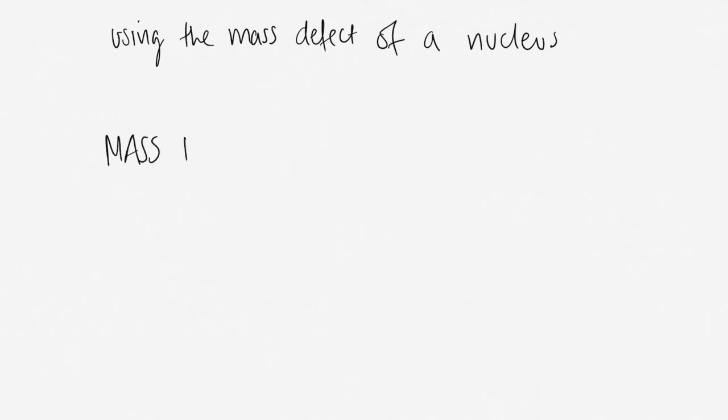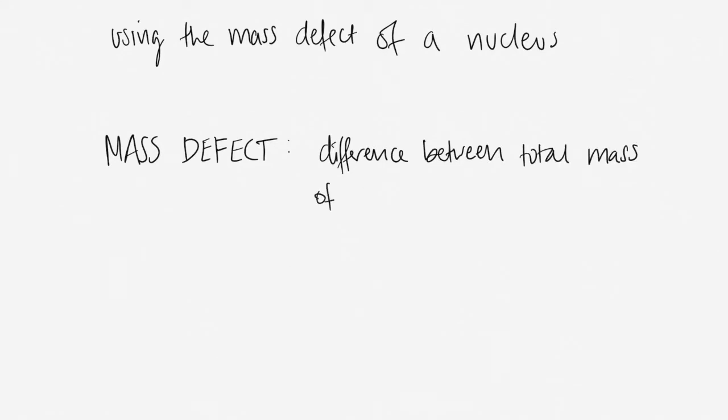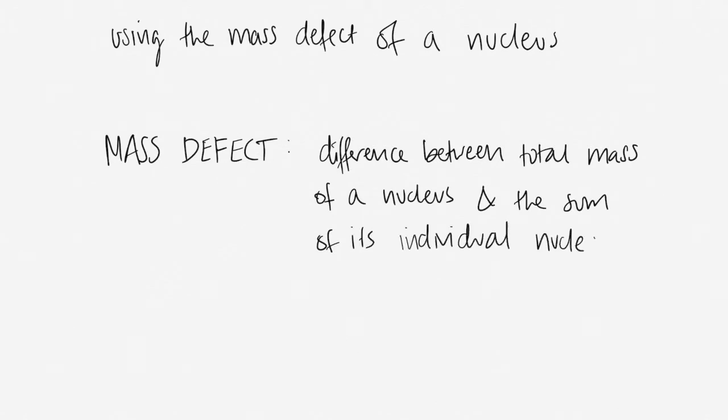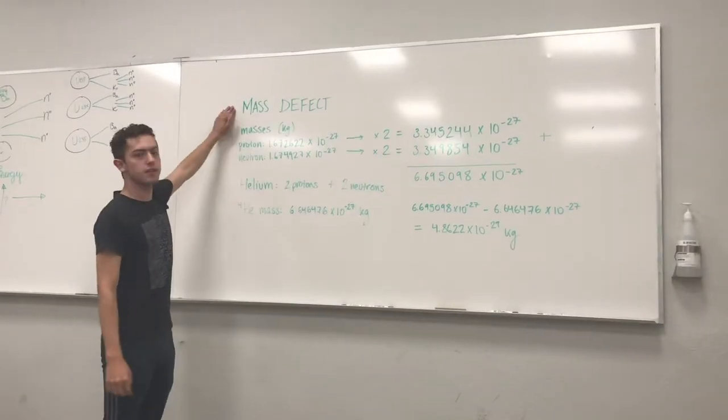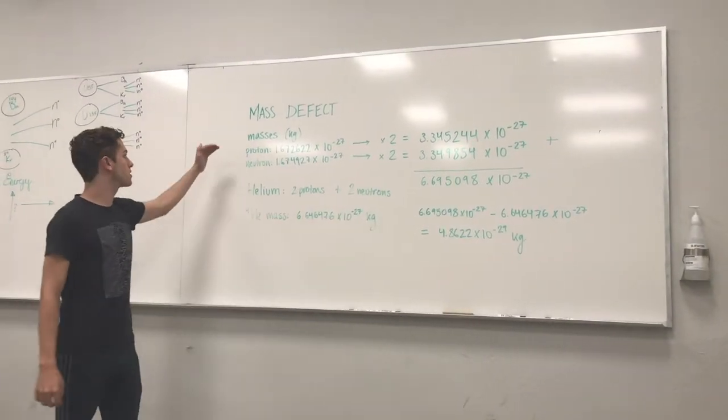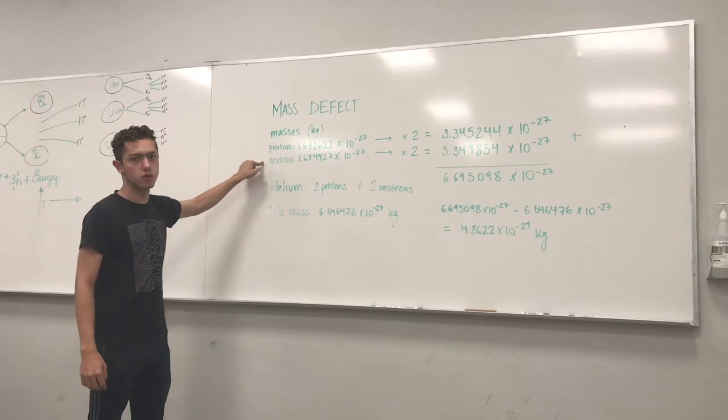The mass defect is the difference between the mass of the nucleus and the sum of the masses of its individual nucleons. An example of this can be found when calculating the mass of helium by summing up the masses of each individual nucleon and comparing that to the actual mass measured experimentally. To calculate the mass defect, what we need is the masses of the individual protons and neutrons.